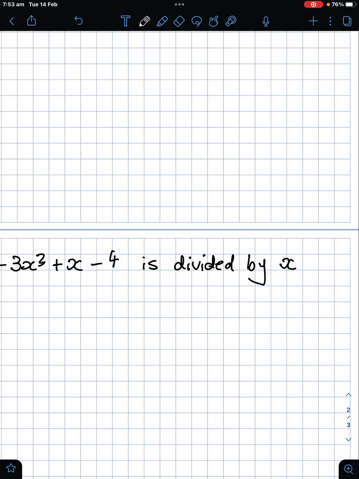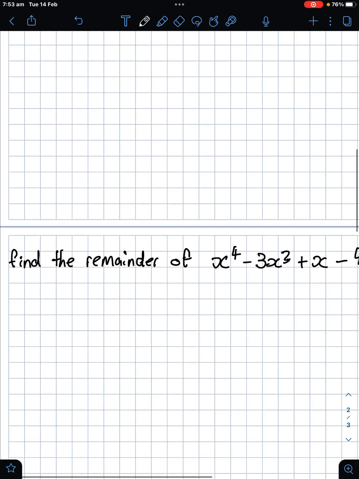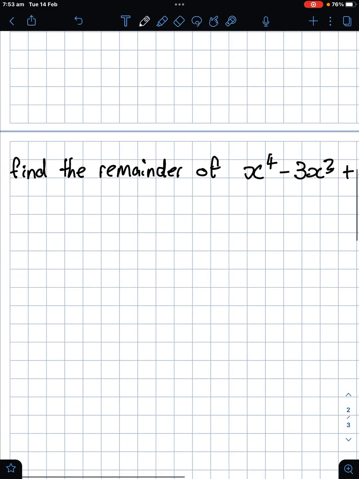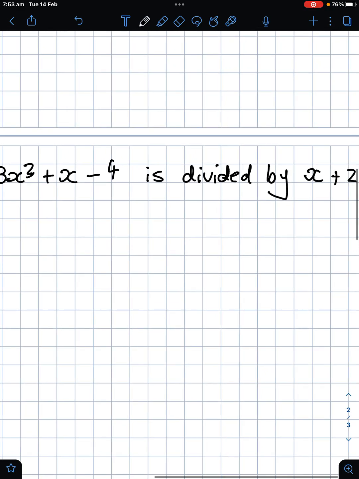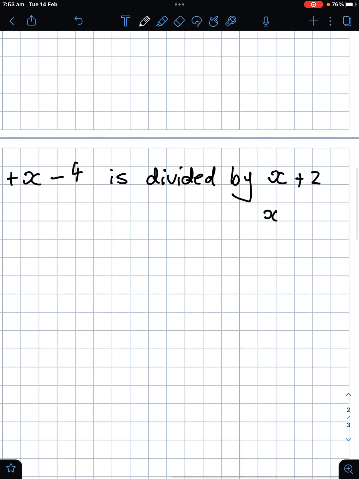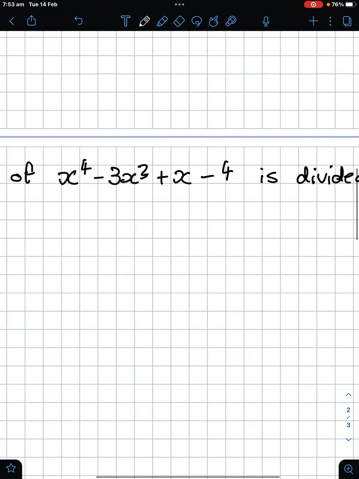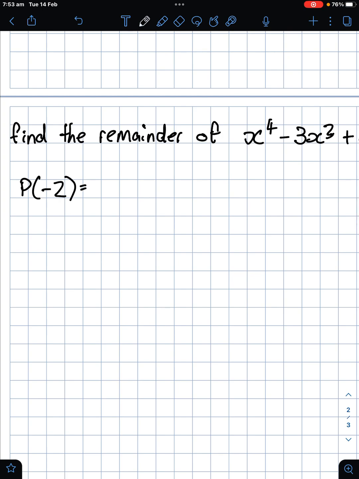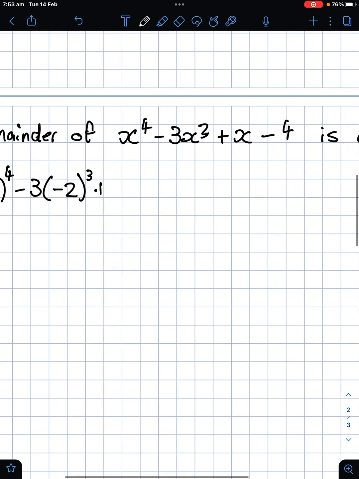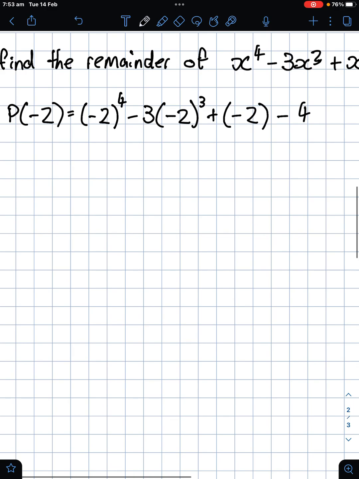So using this theorem here, rather than actually doing the division myself, I'm just going to go P(negative 2). Now I picked negative 2 here because my factor here is plus 2. So if x were to equal negative 2, that would give me a 0 in that factor. And so then I can just go, negative 2 to the power of 4 minus 3 times negative 2 to the power of 3 plus negative 2 minus 4. All right, so we've got all those values there.